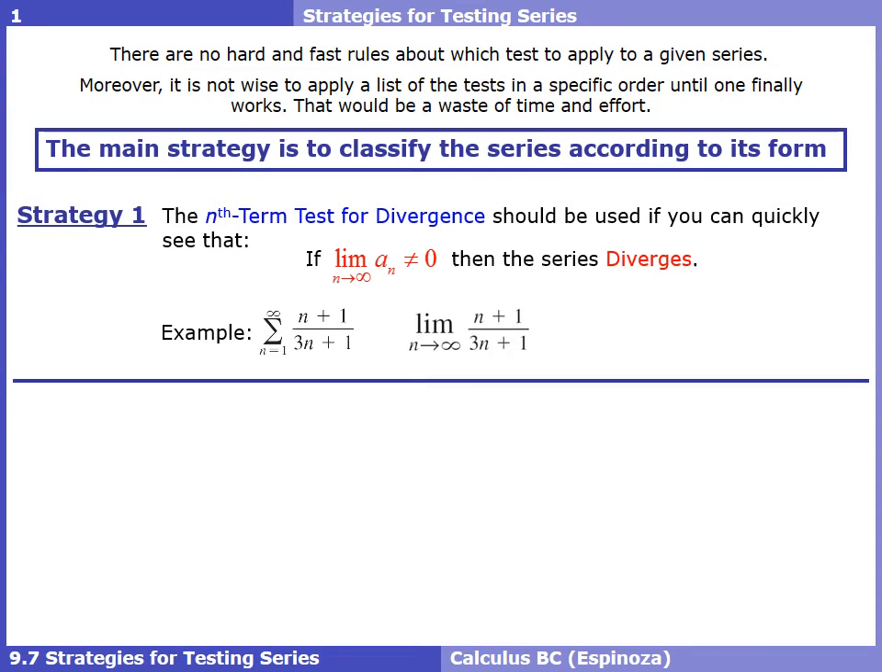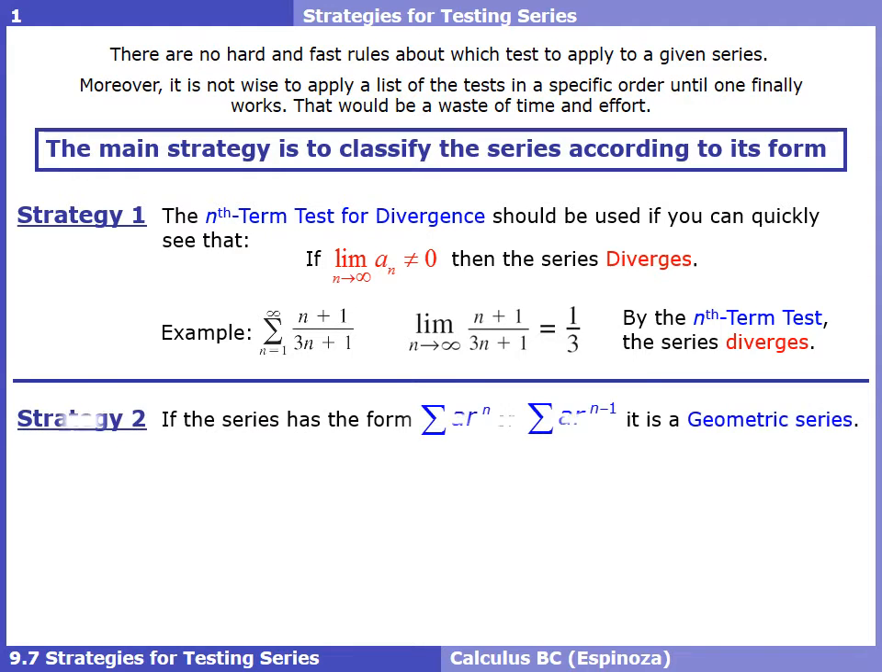Just as a quick example of that, if we were to take the limit of this infinite series, we'd get 1/3, which would say we could come to the conclusion that it diverges by the nth term test. We didn't have to do a comparison test or any of those other involved tests.